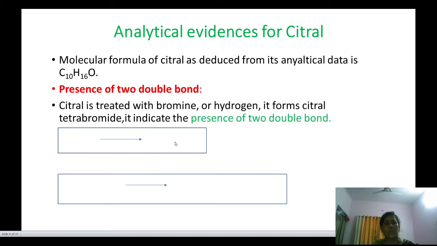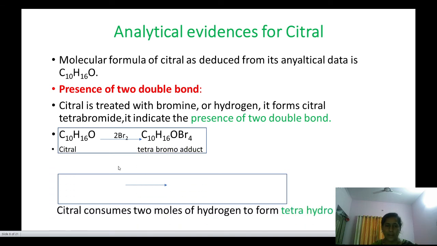Now we have to see its presence of double bonds. Citral, when treated with bromine, forms a citral tetrabromide, which indicates the presence of two double bonds. The reaction is like this: C10H16O plus 2Br2. Here an addition reaction takes place. Here the bromine atoms are totally equal to 4. Therefore, here formation of C10H16OBr4, the tetrabromide.